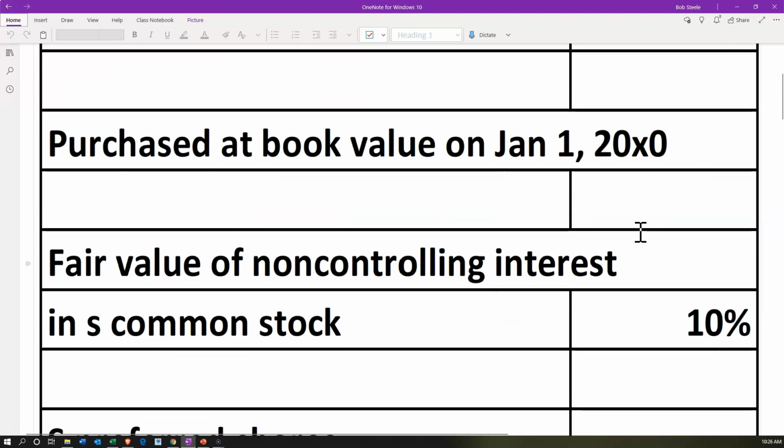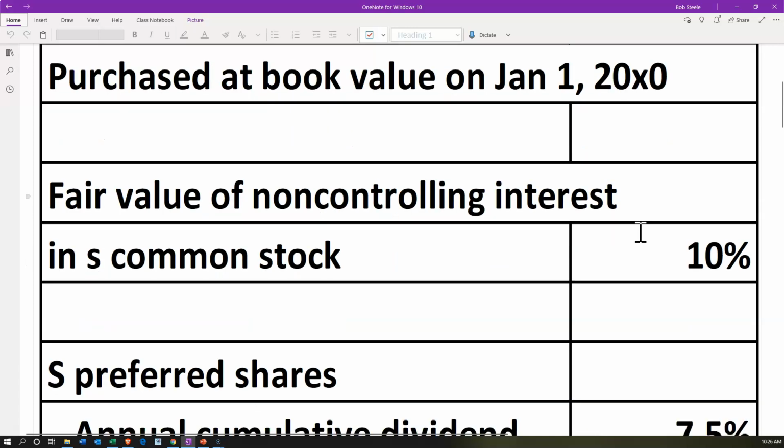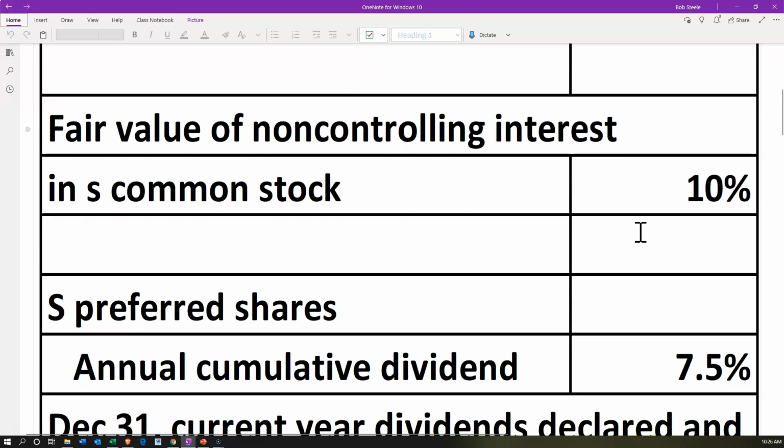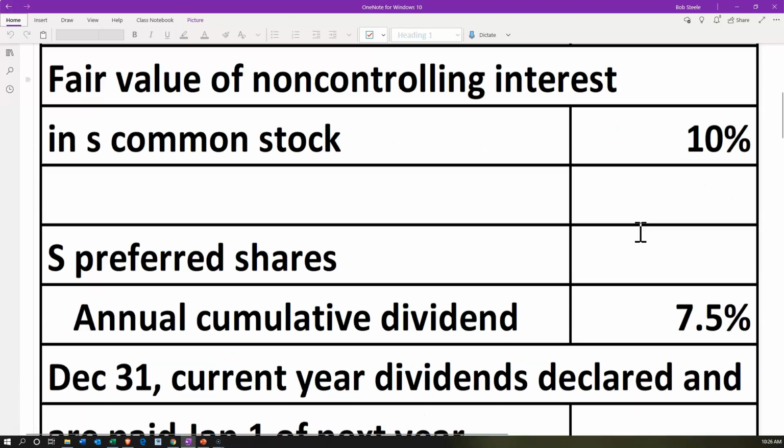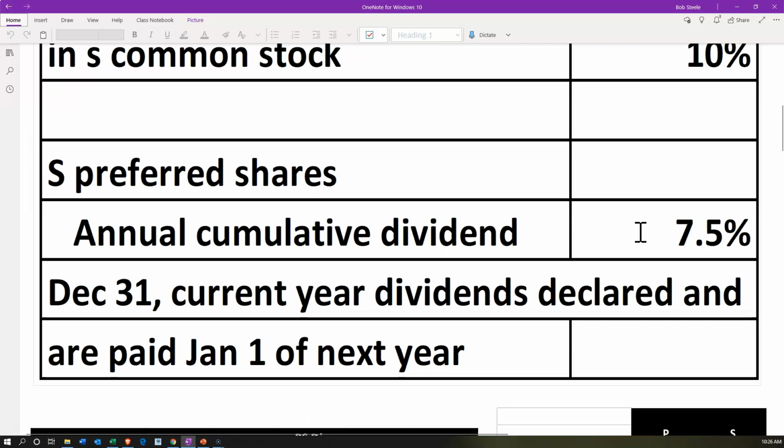Okay. So then we have the purchase at book value on January 1st, 20X0. So it's purchased at the book value. We don't have the differential. So no differential to worry about here. Fair value of the non-controlling interest is the 10%. So it's 90-10 broken out for the common stock.